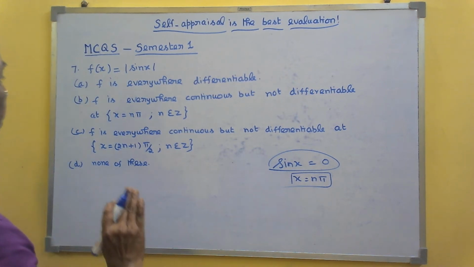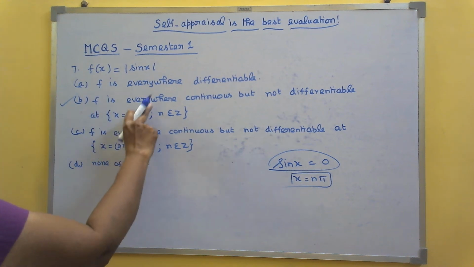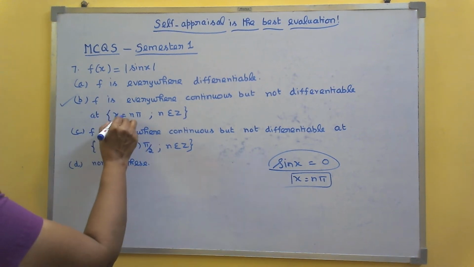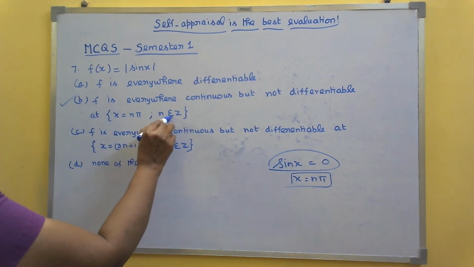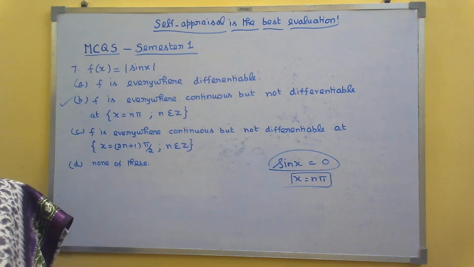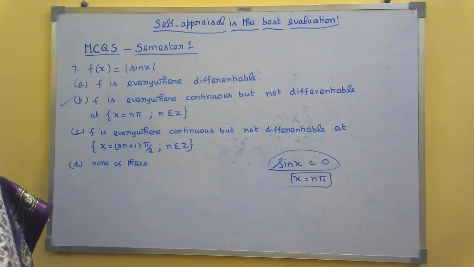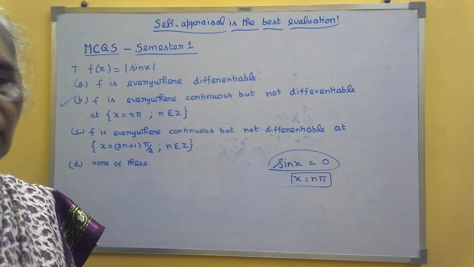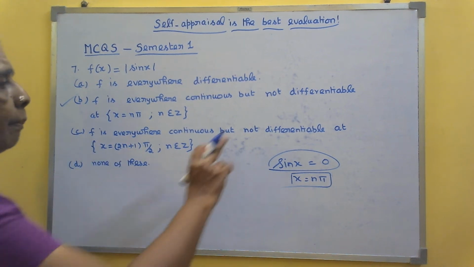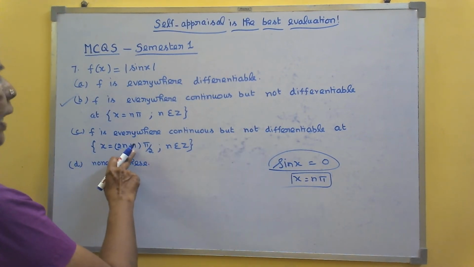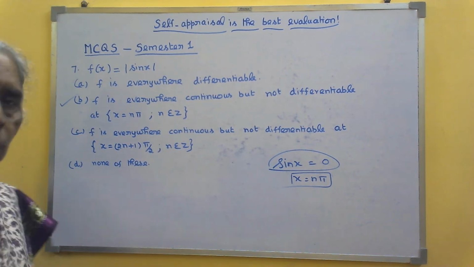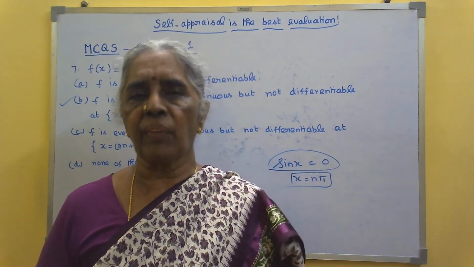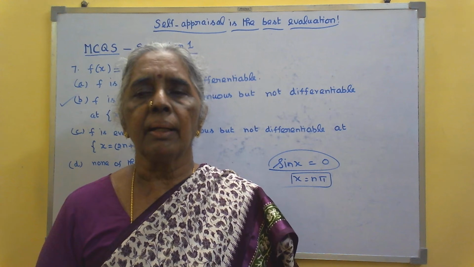So now you check the option B. F is everywhere continuous. That is correct. Okay. But not differentiable at x is equal to n pi and n belongs to Z, because within mod you have sin x. Supposing you have within mod cos x, at that time it will be everywhere continuous but not differentiable at x is equal to 2n plus 1 into pi by 2, n belongs to Z. So you should clearly know all the concepts of continuity and differentiability. Then you will be able to tackle the MCQs.